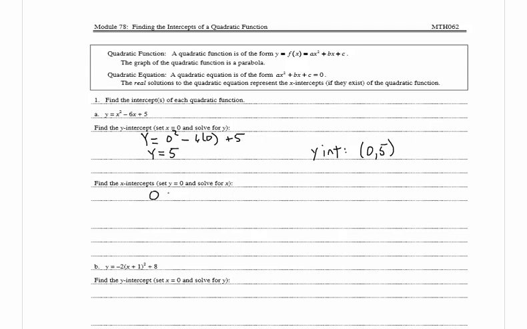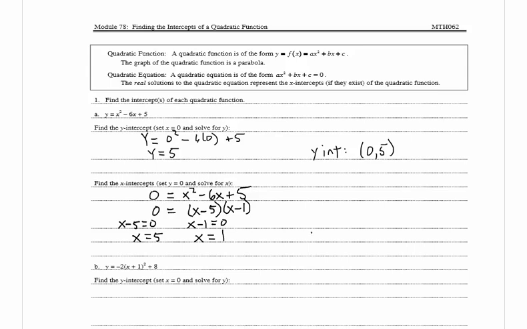So we have 0 is equal to x squared minus 6x plus 5. And now I'm going to factor the right side of the equation. So I'm going to have 0 is equal to x minus 5 times x minus 1. And now we're going to set each factor equal to 0. So we have x minus 5 is equal to 0, or x minus 1 is equal to 0. And if we add 5 to both sides of the first equation, we have x is equal to 5. And for the second equation, we have x minus 1 is equal to 0. We add 1 to both sides and we get x is equal to 1.